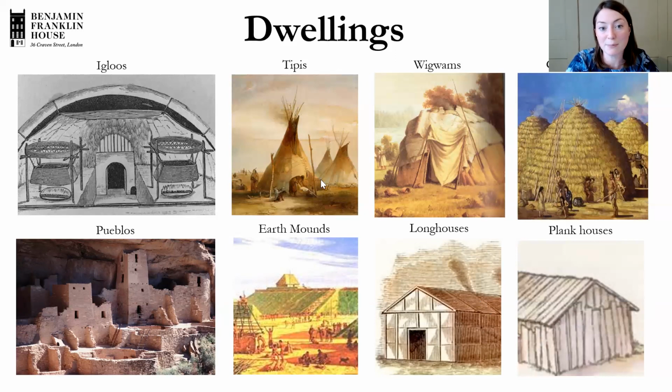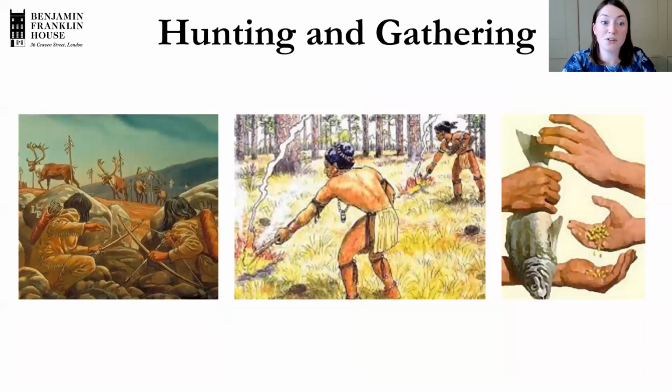So lots of different types of dwellings, and we're seeing how the Native Americans were using their local surroundings and the environment to determine how they lived and the types of dwellings that they used. So we spoke a bit about different ways to get food, and so it was mostly hunting and gathering.